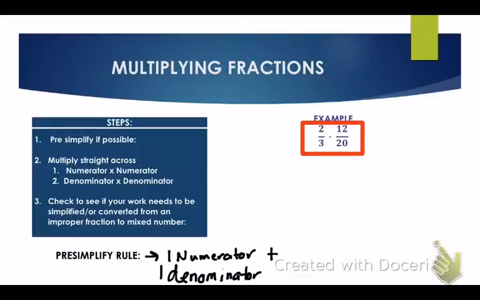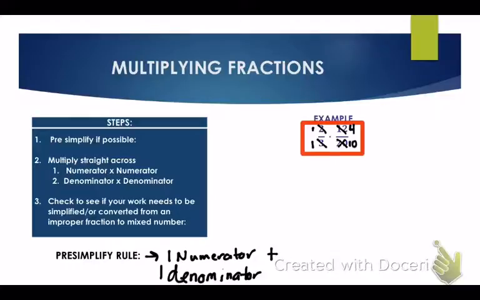I noticed looking at these that the number 2 and 20 could go together. They both have a common factor. What's their common factor? Well, their common factor is 2. How many 2's go into 2? 1. How many 2's go into 20? That's 10. Do I have anything else? Actually, 3 and 12 have a common factor. 3 goes into both of those numbers. How many 3's go into 3? 1. How many 3's go into 12? 4.